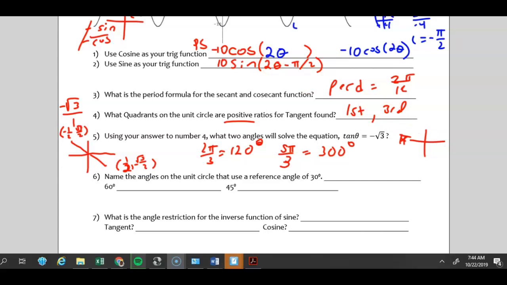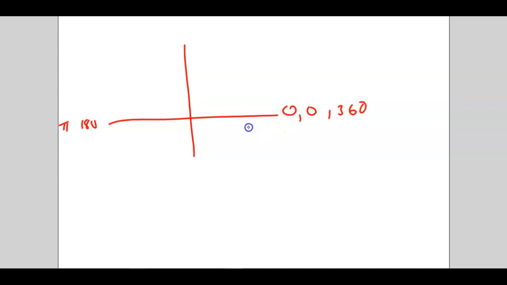Let me use another sheet of paper real quick. Here we go. If you have a unit circle, and this is 180 or pi, and this is 0 degrees or 0 radians, or even 360. We've got to find the reference angle, and here's how you do it. Let's say I had 45 degrees right here. Well, the reference angle is the distance from the closest x-axis to that angle. So what is the distance from 0 to 45? Well, it's 45 degrees. So the reference angle for 45 degrees would be 45.